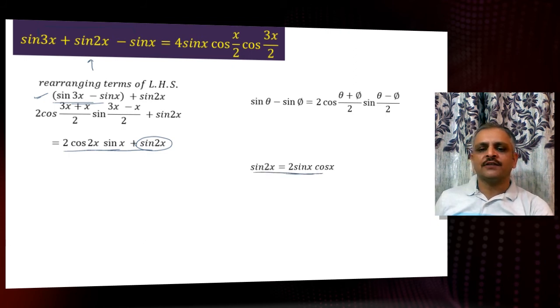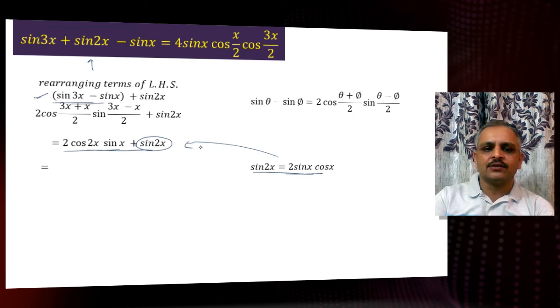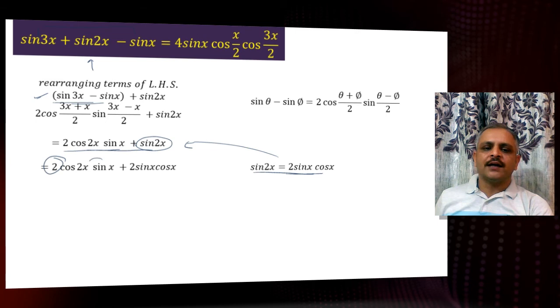So let's put the value of sin 2x here: 2 sin x cos x. Now I can take 2 sin x common. So let's take 2 sin x common, and it will be cos 2x plus cos x.